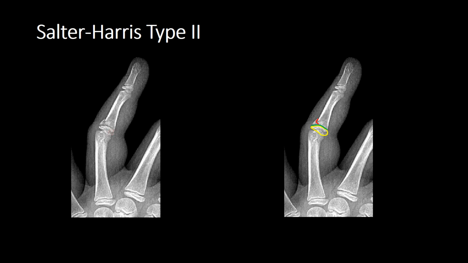Instead, we can see quite clearly that the metaphysis, the proximal metaphysis, has got a break in the cortex, and if you look carefully, that break actually extends down to the physis. So because this is an injury isolated to the metaphysis, which involves the physis, it's a Salter-Harris 2 injury.